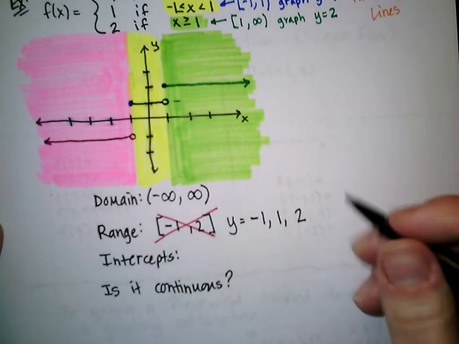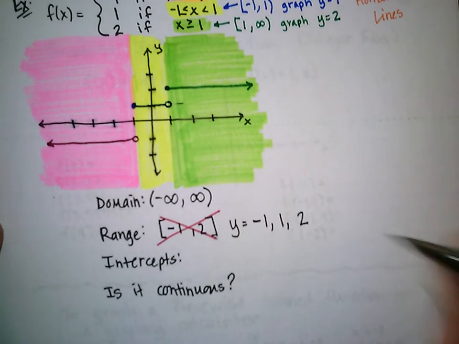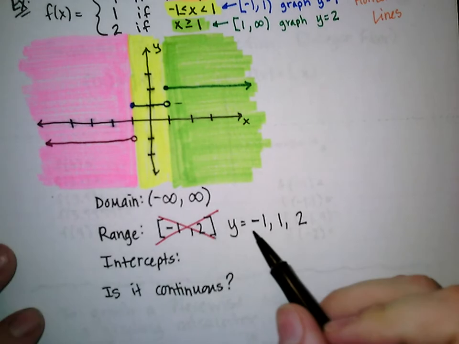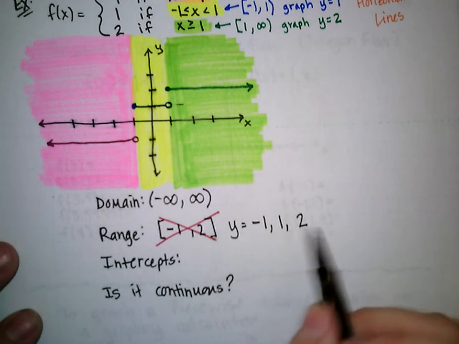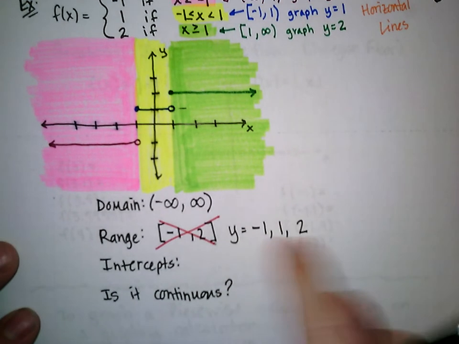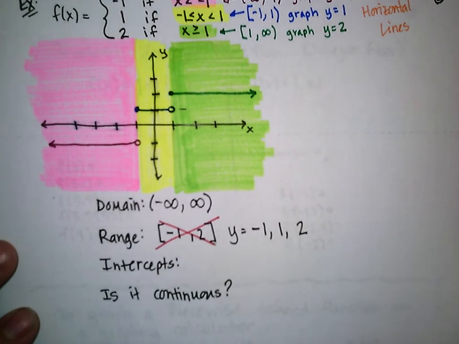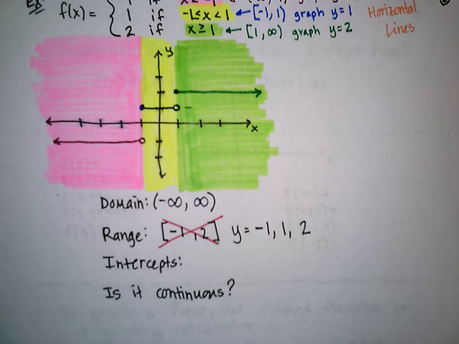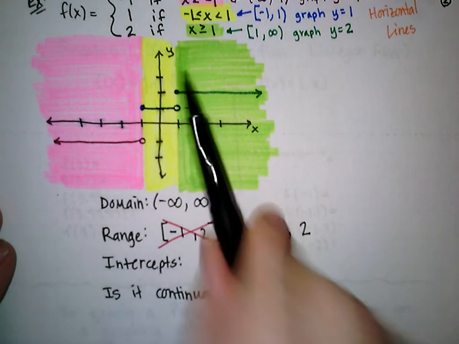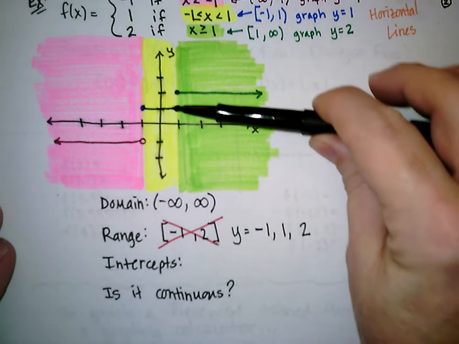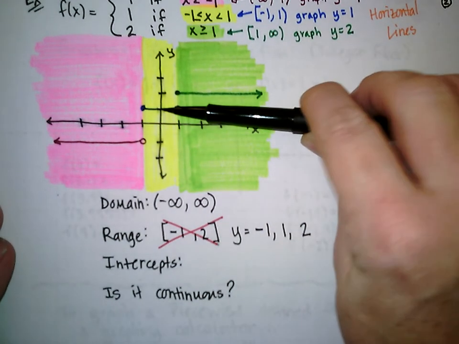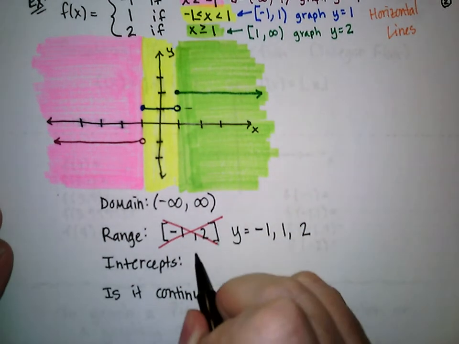The most appropriate way to do that would probably be in set builder notation or just set notation, because we can roster, like we can list each y value in a roster rather than in an interval. Intercepts. So x and y intercepts. We have no x-intercepts. The only intercept we have is this y-intercept right there at (0, 1).